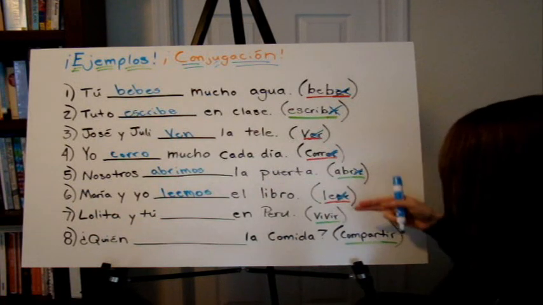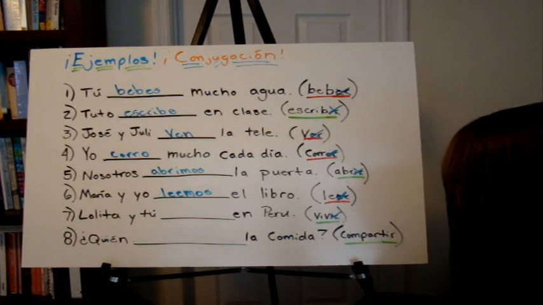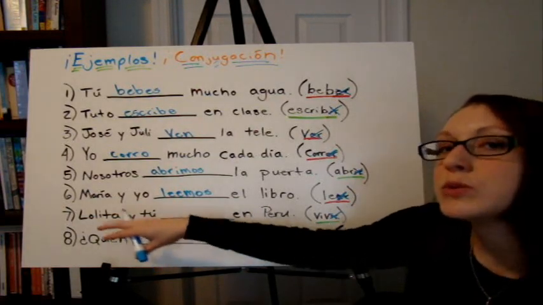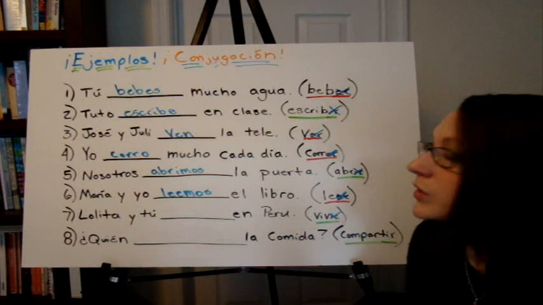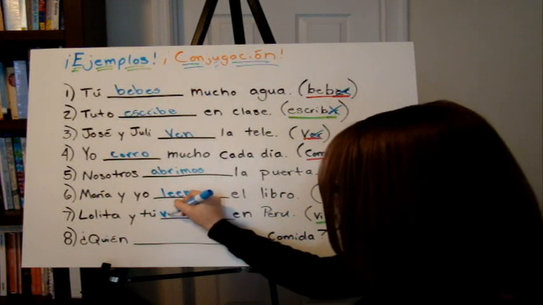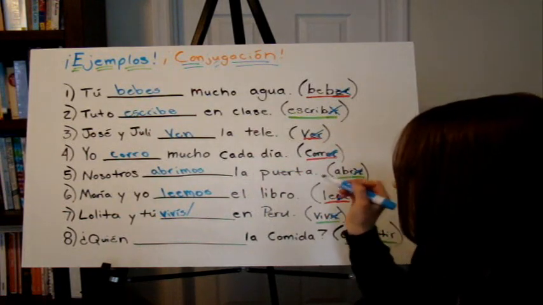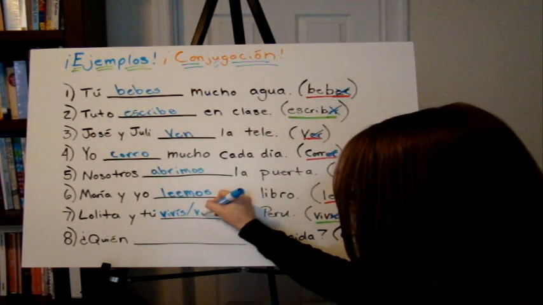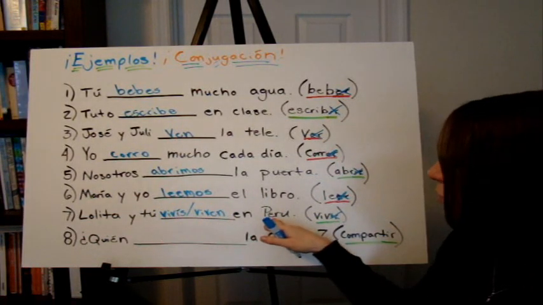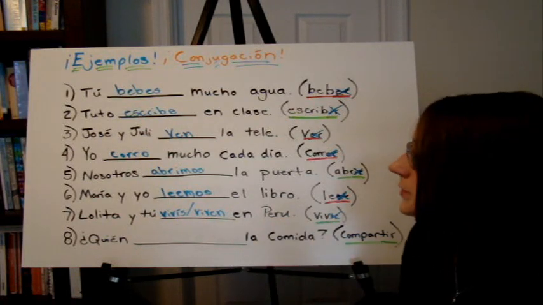Lolita y tú vivir. So vivir means to live. Take off the IR. And here we're going to have two possible answers because people from Spain will say it with the vosotros form and everywhere else in the world they'll use the ustedes form. So let's say we are going to use the vosotros form. It's going to be vivís. But if it's the ustedes form, it's going to be viven. Okay, so Lolita y tú vivís en Peru or viven in Peru. So Lolita and you live in Peru, which is a South American country.